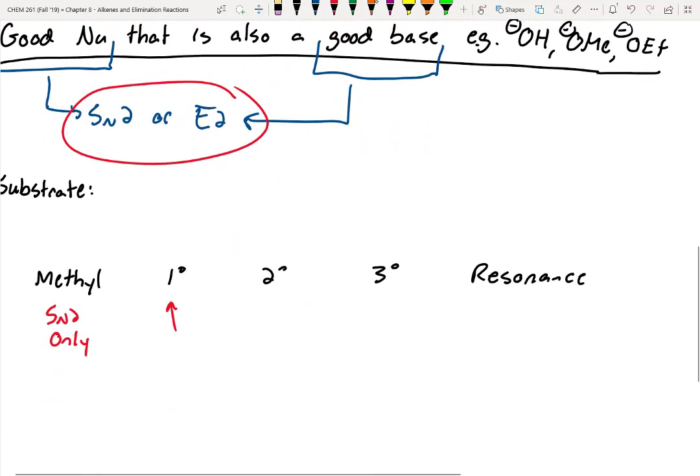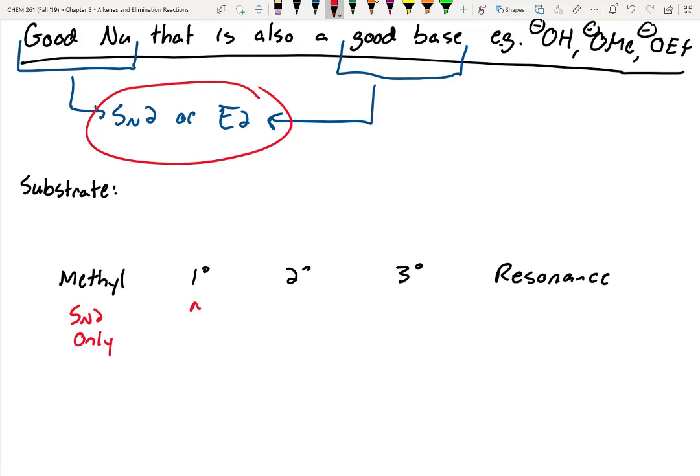So let's make a note here, and we'll just say, all right, for a primary carbon, SN2 is okay. What about E2? It's possible. So I'd say SN2 and E2. All right. What about secondary? Can secondary carbons do SN2? Yes. Can it do E2? All right. What about tertiary? No SN2. So this would be E2 only because it's too hindered.